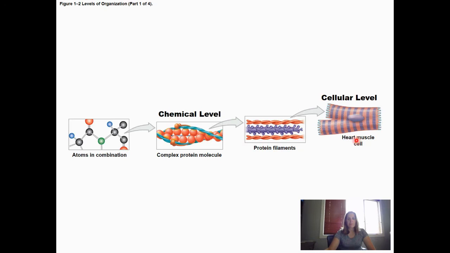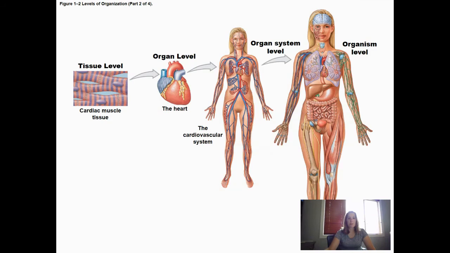And then those muscle cells, heart muscle cells, when you put a bunch of them together, so now you see a bunch of them, that is cardiac muscle tissue. And cardiac muscle tissue is what makes up a heart. So the tissues get put together and that makes up the organ. And then you take several organs and put them together and that makes up a system. So this would be like the cardiovascular system, which is made up of the blood vessels and the heart.